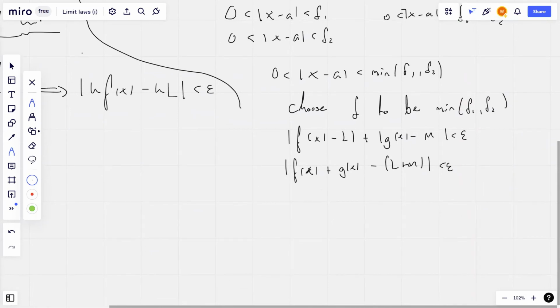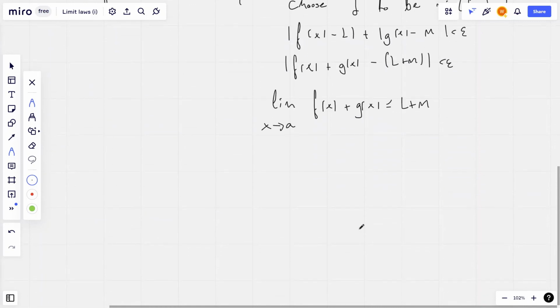And so this is basically saying, okay, we have our given epsilon, and so if this holds, then we have that the limit as x goes to a, because we have a here, of f of x plus g of x equals this thing here, so we have L plus m. And so I'm basically saying that if we add two functions in a limit, we can just add their respective limits.